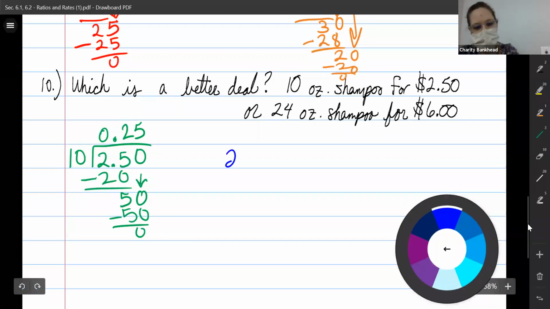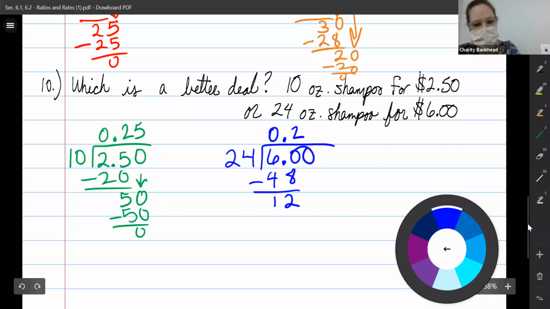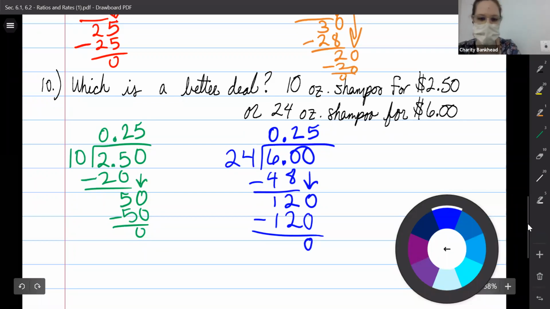And then the other one, 24 into $6. So 24 would go into 60 2 times. 2 times 24 is 48. 60 minus 48 would be 12. Bring down the 0. And 24 goes into 120 exactly 5 times. So in this case, they have the exact same unit price, so neither one of them is a better deal.